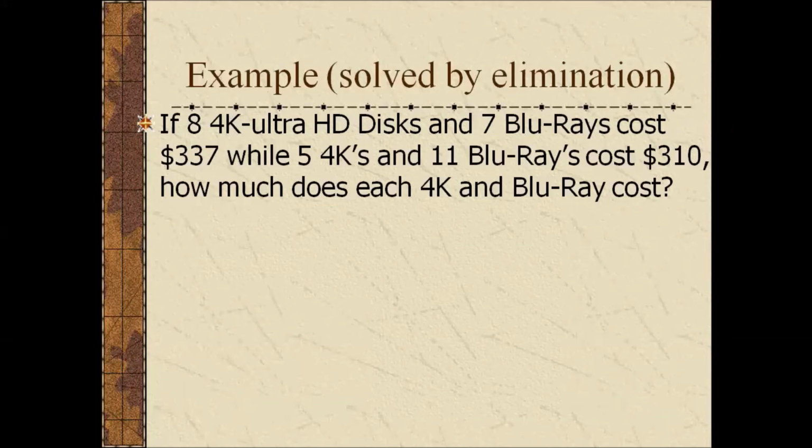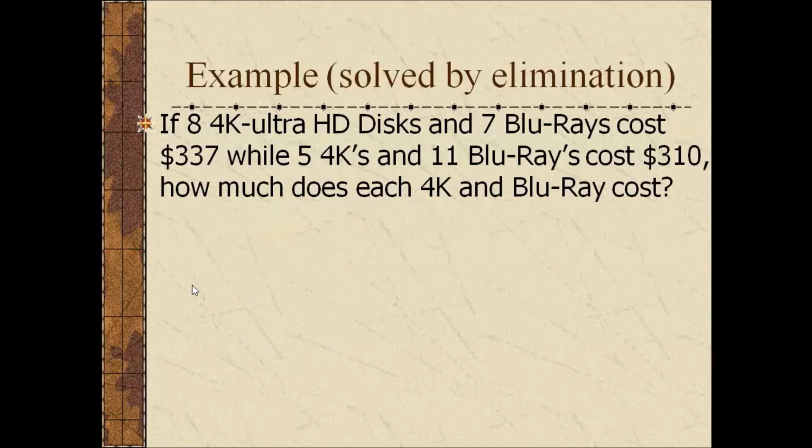But how are we going to solve it? Let's start by assigning variables for our two unknowns. The question at the end says how much does each 4K and Blu-ray cost? So we need a variable to represent 4K and Blu-ray, and specifically, this variable represents how much they cost. It doesn't represent how many discs of each kind. We are already given that. It represents the cost of the discs.